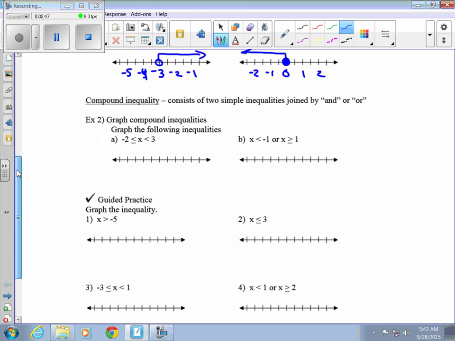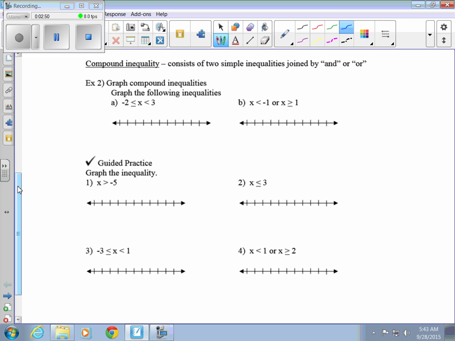So what we're going to do in example 2 is we're going to graph a couple of these. And we want to make sure that we get all of our numbers on our number line. And notice we have this part of the statement, which says negative 2 is less than or equal to x. And then and less than 3. So negative 2 is less than or equal to x, which is less than 3. That's an and statement. They're both in there together.